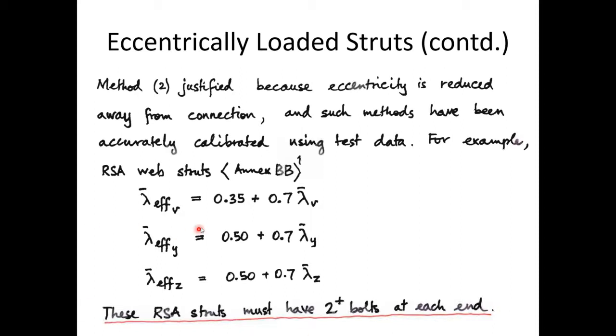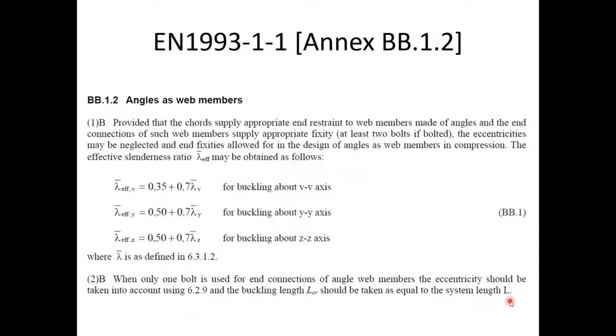So for example, in Annex BB for rolled angles as web struts, we have three different axes, the V, the Y, and the Z axis. The effective normalized slenderness is 1.35 plus 0.7 times the normalized slenderness about the V axis, 0.5 plus 0.7 times the normalized slenderness about the Y axis, and 0.5 plus 0.7 times the normalized slenderness about the Z axis. Okay, but for us to be able to use this, we have to have at least two bolts in the end of the section we're connecting. So if we have only one bolt, we can't use these equations.